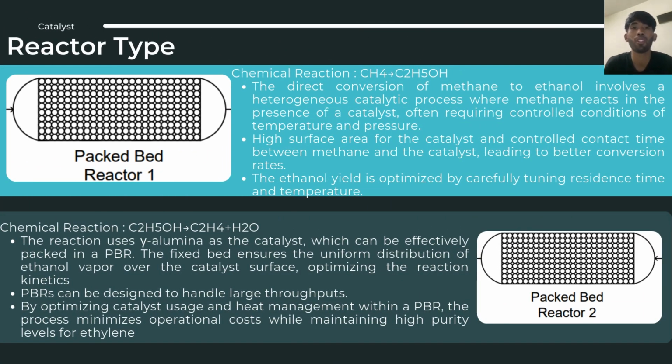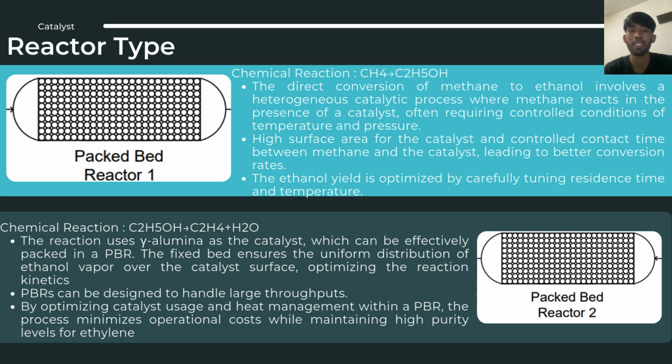So we move to the reactor type. Since we have two reactions, we choose PBR, which is packed bed reactor, for both reactions. For the first reaction, where we convert methane to ethanol, we use direct conversion of methane to ethanol, which involves a heterogeneous catalytic process where methane reacts in the presence of a catalyst, often requiring controlled conditions of temperature and pressure, high surface area for the catalyst, and controlled contact time between methane and the catalyst, leading to better conversion rates. The ethanol yield is optimized by carefully tuning residence time and temperature.